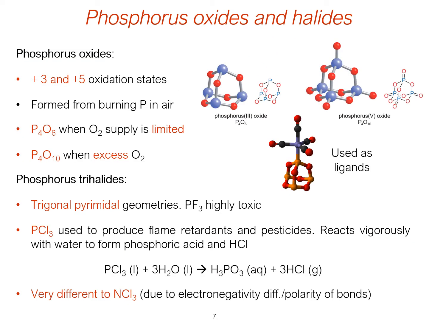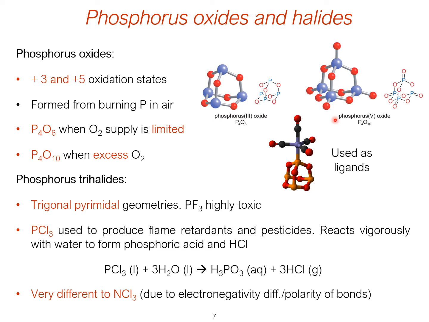And let's wrap up by looking at the oxides and halides of phosphorus. So the phosphorus oxides are nowhere near as numerous as the nitrogen ones. And there are just 2 oxidation states of phosphorus here. So we've got P4O6, where phosphorus is in the +3 oxidation state. And this is formed when you burn phosphorus, or phosphorus burns itself, in air, but there's a limited supply of oxygen.